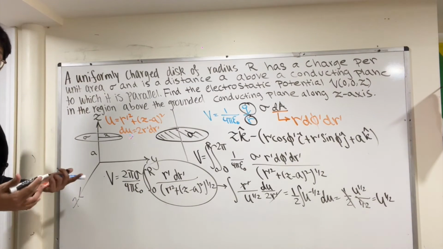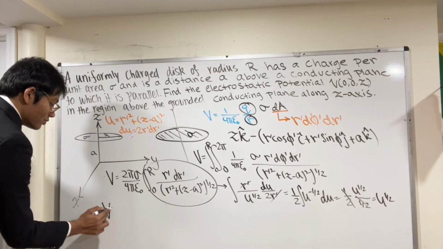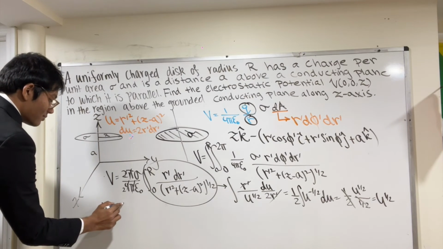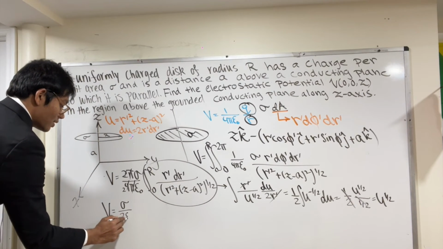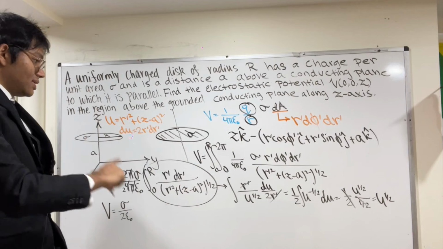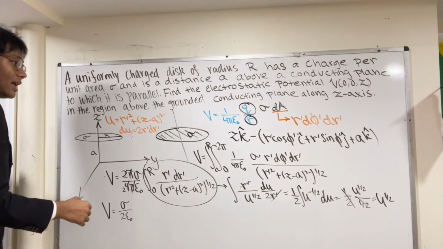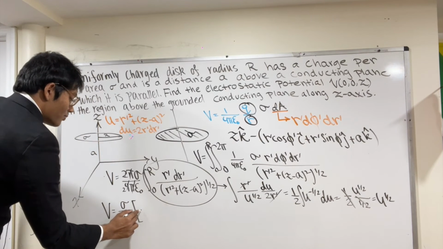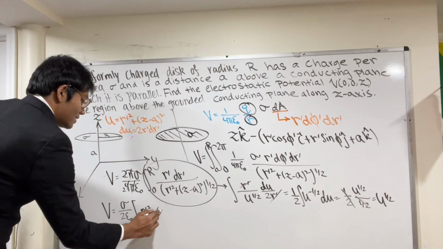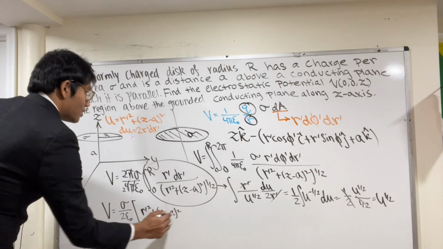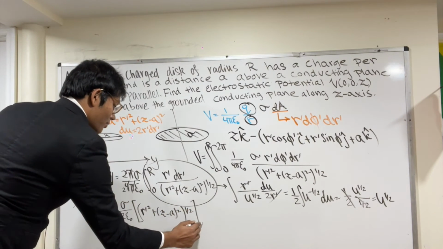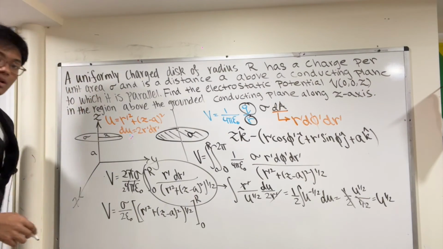And so we can now say what our original electric potential was. Canceling out the pi's and simplifying, we have sigma over 2 epsilon naught times u to the half, and u, recall, was this, so u to the half is r prime squared plus z minus a squared, to the 1/2 power, as r prime goes from 0 to capital R.